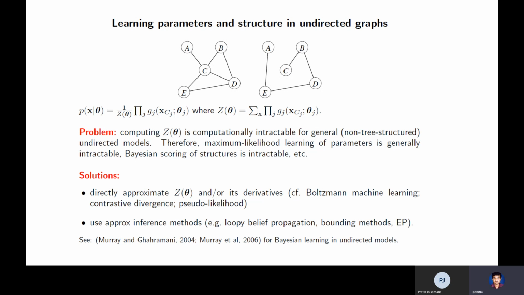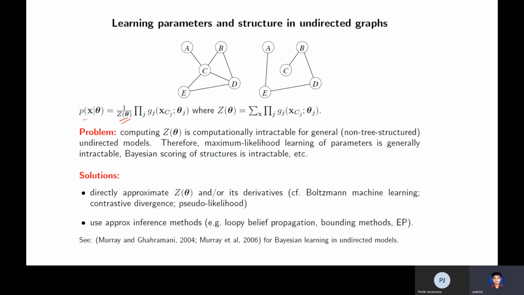Let us quickly talk about learning structures and parameters in an undirected graphical model. The parameters in an undirected graphical model, as I have told you, are nothing but the factor functions, the clique potentials, and there is a partition function. The partition function is often pretty complex. In general, maximum likelihood learning of parameters is intractable. Bayesian scoring is intractable because every time you find the Bayesian marginal probability, you have to compute this partition function, this normalizing factor.